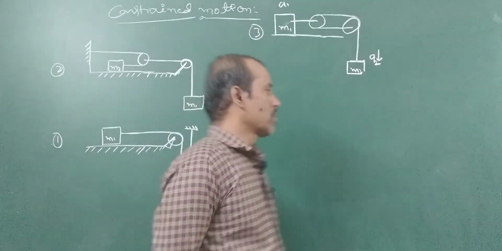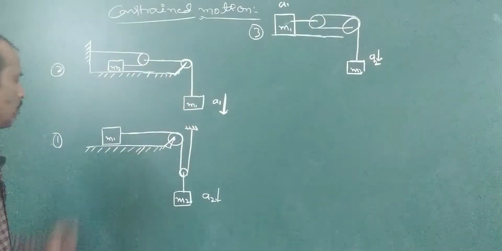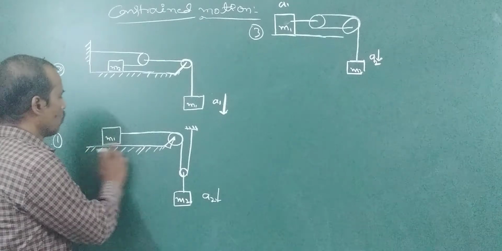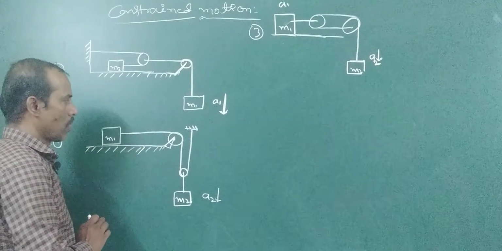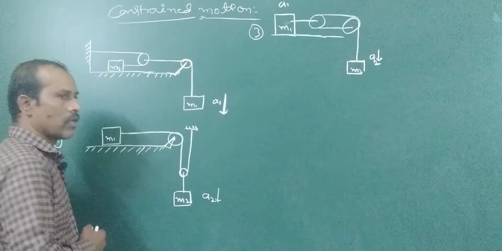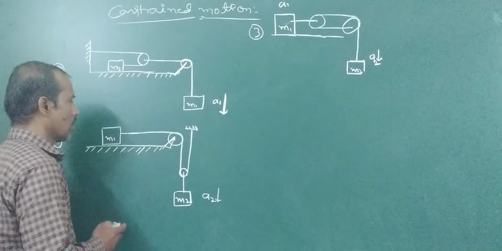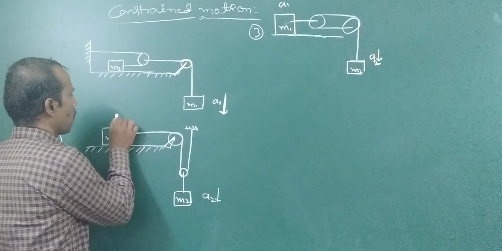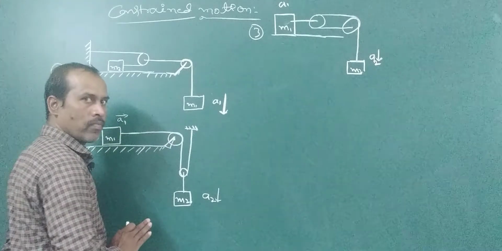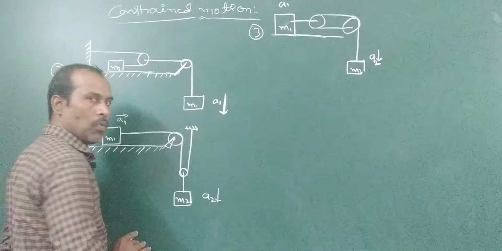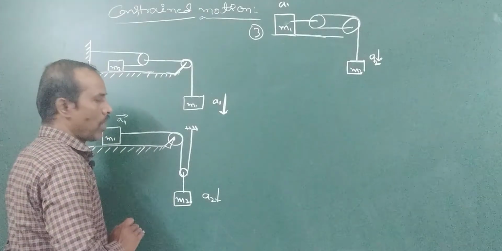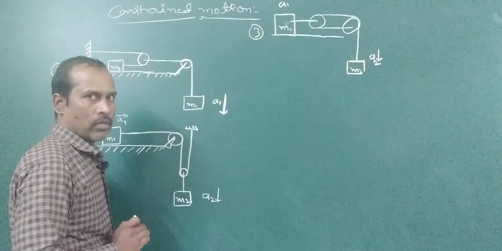First of all, look at the first diagram. Here the two blocks are M1 and M2. This is a smooth surface. This block is constrained, connected to the string. The tension in the string is T. The acceleration of block M1 is A1, and this block is moving towards the right side. Block M2 is moving downwards with acceleration A2. Find the acceleration of these two blocks.